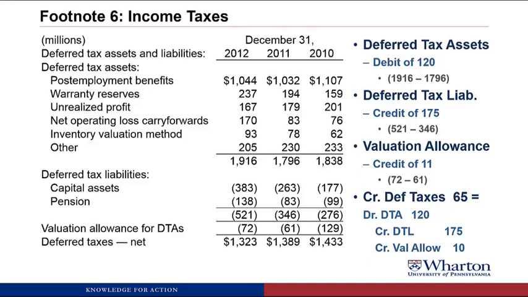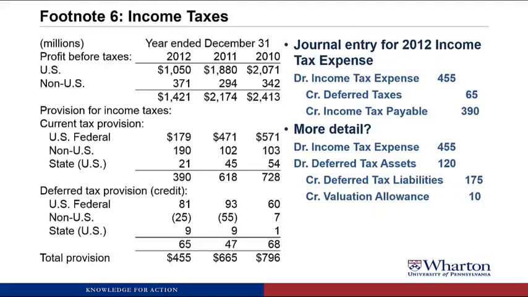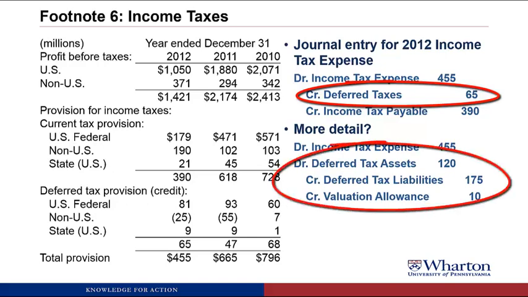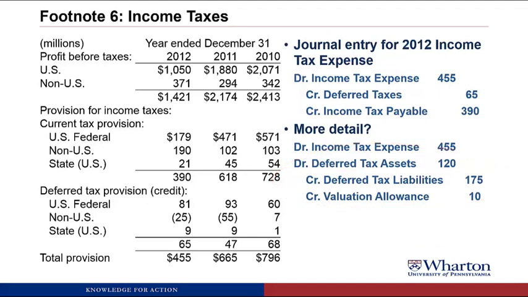So anyway, we're going to plug these three items, the debit to deferred tax assets, credit to deferred tax liability, and credit to valuation allowance, in place of that credit to deferred taxes of 65. So now we have that broken out into details about whether the change in deferred taxes came from deferred tax assets, deferred tax liabilities, and valuation allowance. The last thing we can do is provide more detail on that credit to income tax payable.